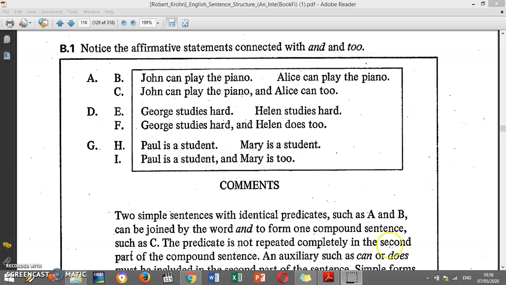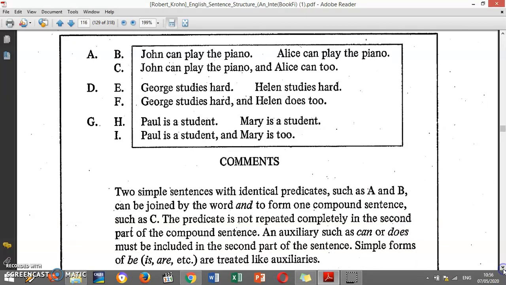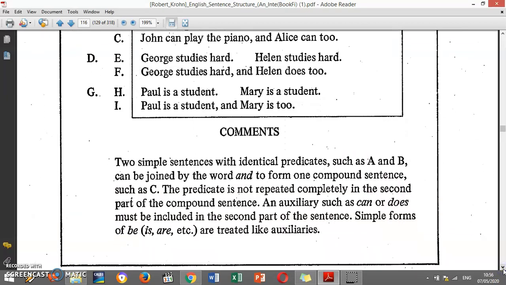And then on the comments, you can see two simple sentences with identical predicates, such as A and B, can be joined by the word "and" to form one compound sentence, such as C. Jadi di sini predikat itu maksudnya ini. The student is a student, studies hard, ini kan sama, studies hard. Play the piano, is a student. Jadi ini predikatnya sama. So you don't have to repeat it again.